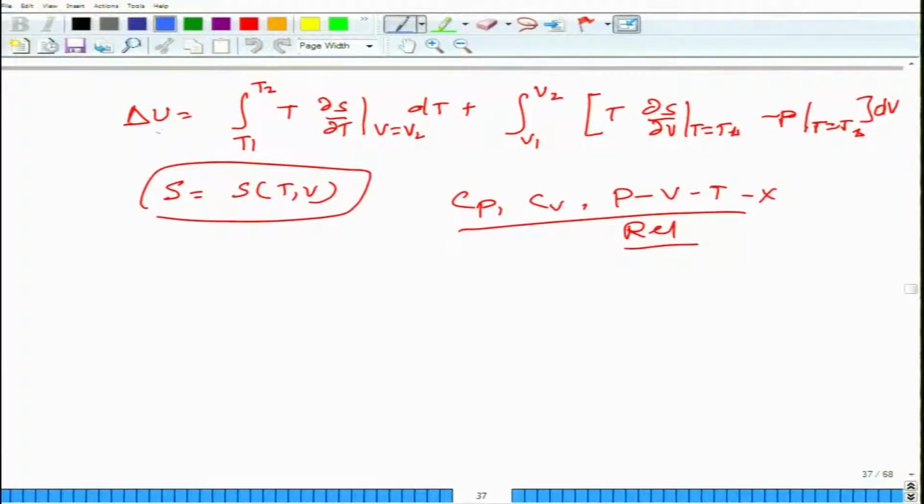In the last class, we discussed the importance of relations in order to solve problems such as what we describe here, delta u. In order to get this expression, we need to convert it into measurable quantities, and that is what we are going to discuss today. And this is something for which we can make use of Maxwell's relation.